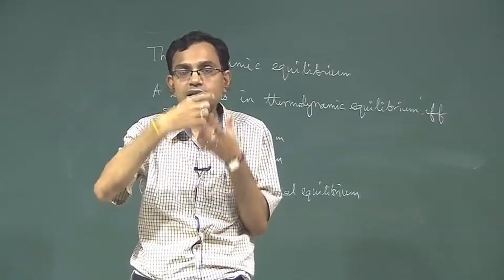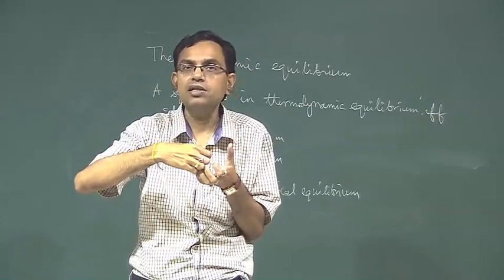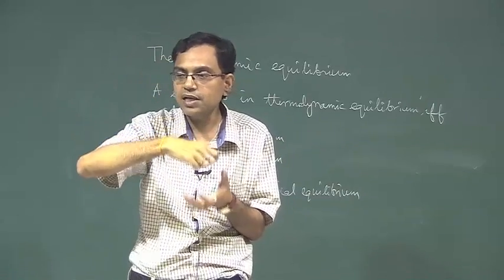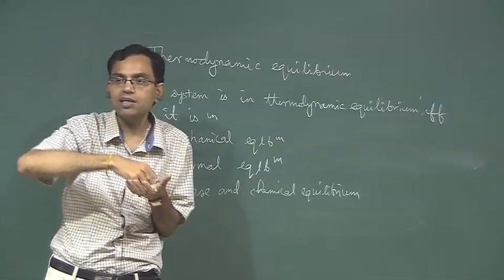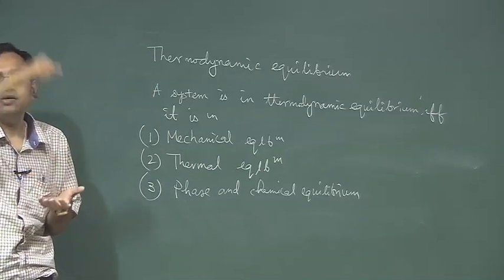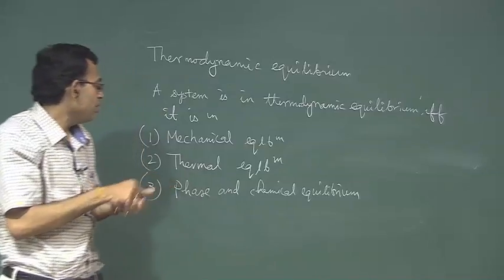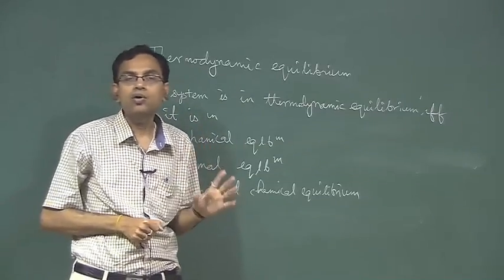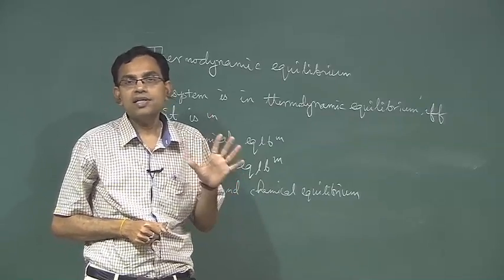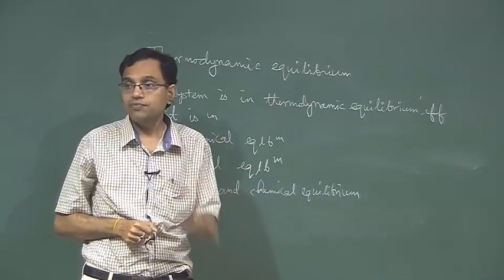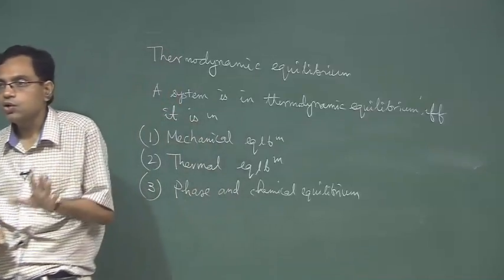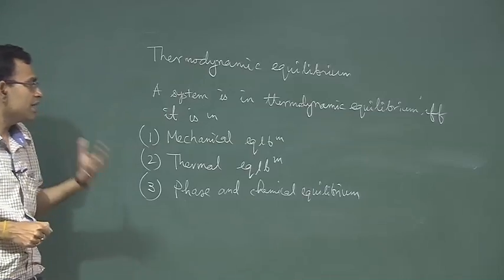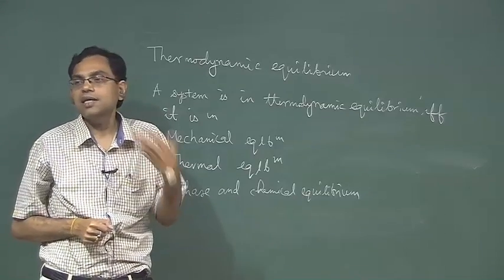However, a system can remain in equilibrium with a pressure differential if the pressure differential is only due to hydrostatic effect, that is due to fluid statics, the difference in pressure because of the difference in height. So a system in mechanical equilibrium must have same pressure throughout if hydrostatic effects are not considered. This is very important, because normally when we say that a system is in mechanical equilibrium, we say that it means that the pressure is same throughout the system.